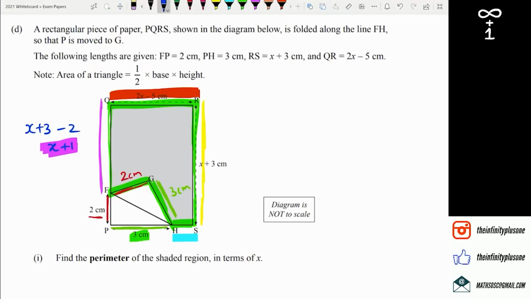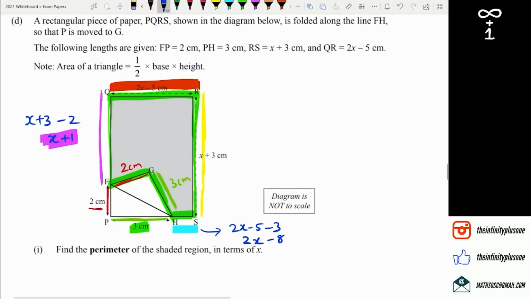So we're going to go 2x minus 5, take away 3, which ends up being 2x minus 5. No, hang on, that's 2x minus 5, take away 3. I'm getting 2x minus 8. Cool, that all looks good.